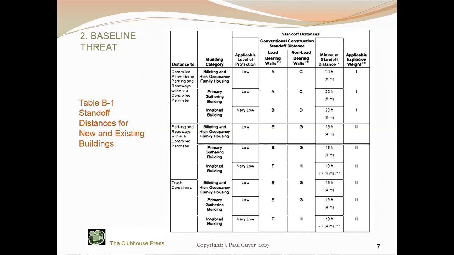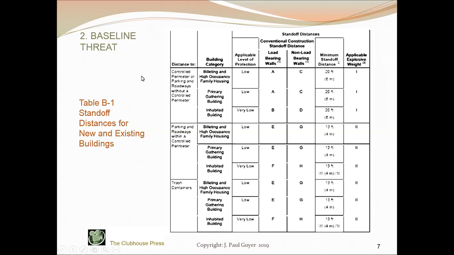And you'll need to, as I indicated, get copies of these tables to really get your minds wrapped around them. But the standoff distances for load-bearing walls are defined here. The minimum standoff distances, as an example, for housing are 20 feet, applicable to weight one, that's the big car bomb, so on down through the table. And so you want to have security procedures in place that will keep people who are not authorized to enter a minimum of 20 feet away from these buildings.